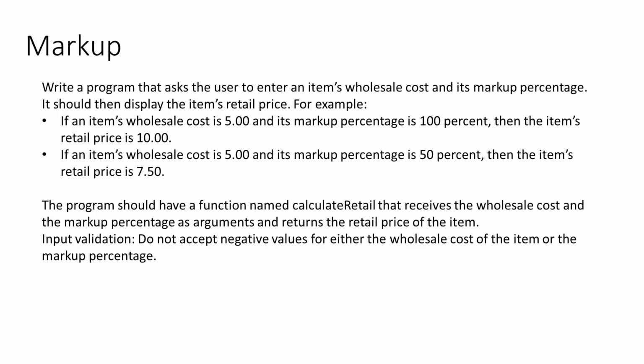So we have two inputs from the user. One is the wholesale price and one is the markup percentage. And we call the function. The function has two arguments. One is for the wholesale price and the second one is the markup percentage.